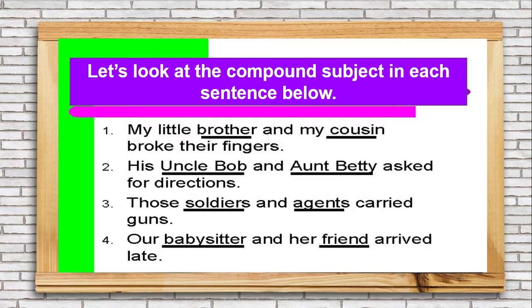Let's look at the compound subject in each sentence below. My little brother and my cousin broke their fingers. His Uncle Bob and Aunt Betty asked for directions. Those soldiers and agents carried guns. Our babysitter and her friend arrived late.